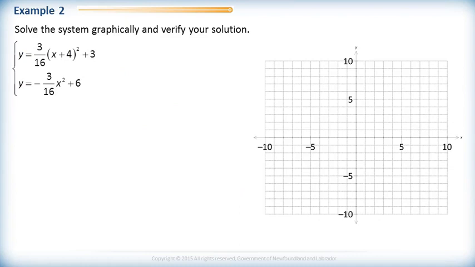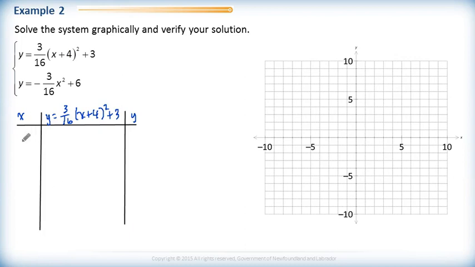Example 2 asks us to solve the system graphically and verify our solutions. The two graphs will be parabolas, so we need to graph them as accurately as we can. Starting with the first one, we have a vertex at (-4, 3). Now let's also use points -3 and -2. That could be enough. We can always add more if we need more.